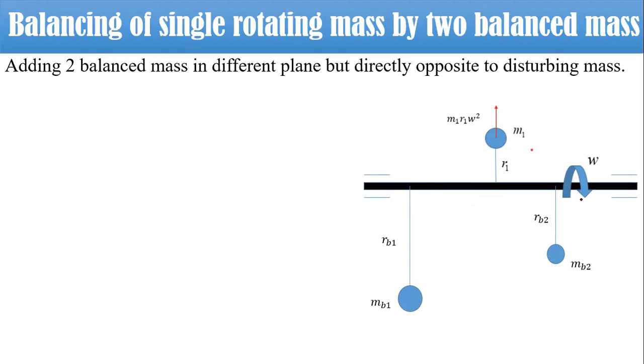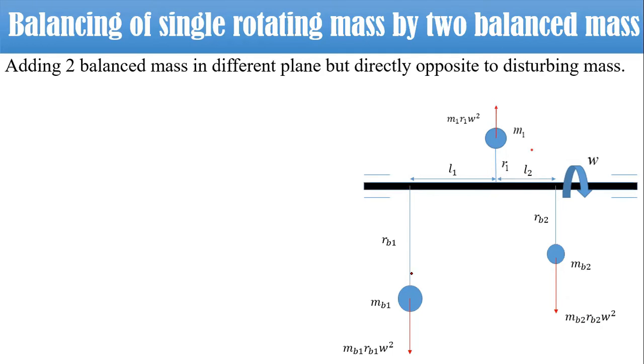Because of the rotation of the shaft, the centrifugal force on this mass is mb1 rb1 omega square, and on this mass is mb2 rb2 omega square, right? Now the distance between the disturbing mass and the first balancing mass is considered to be L1. The distance between the disturbing mass and the second balance mass is L2.